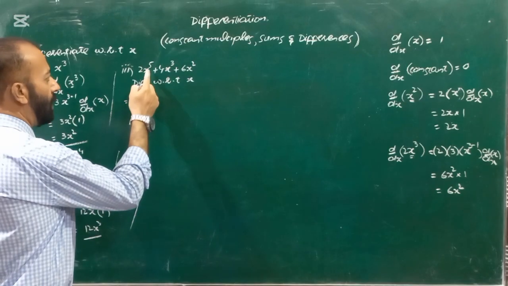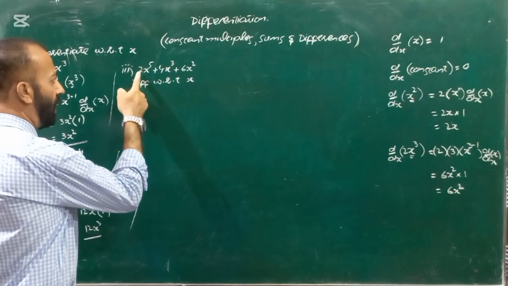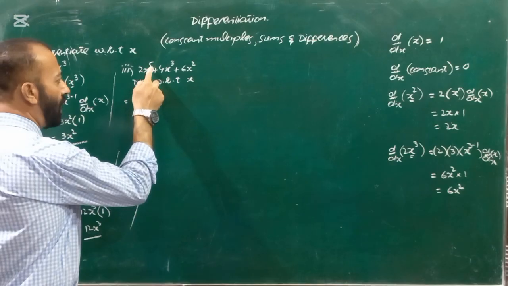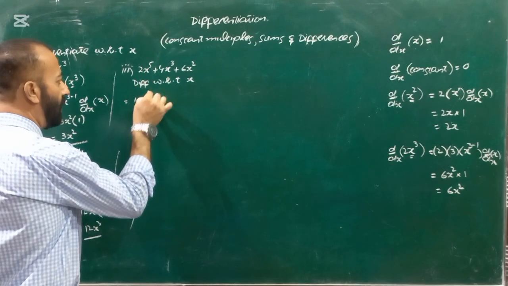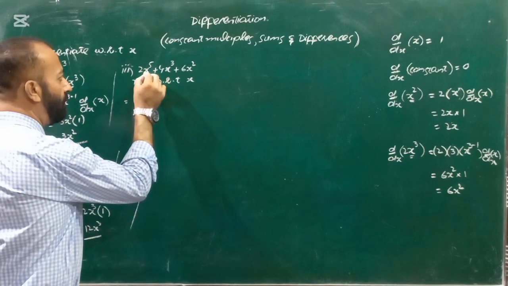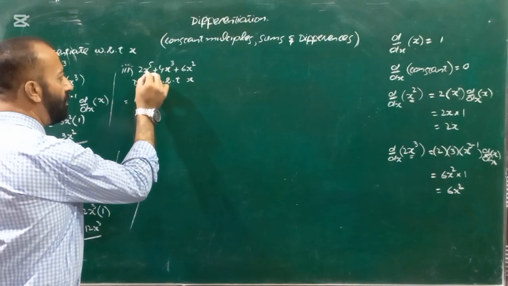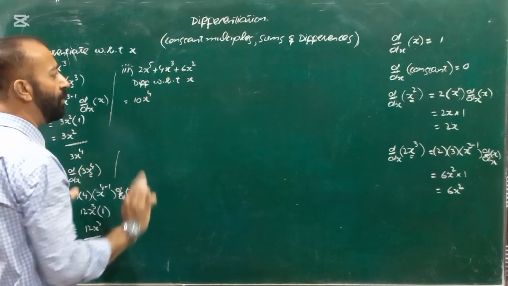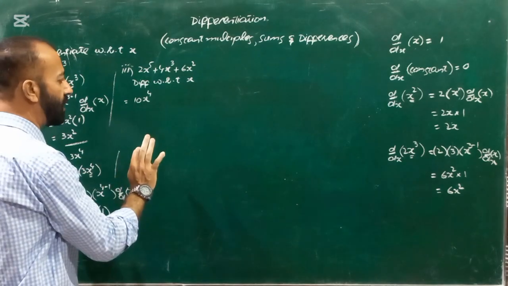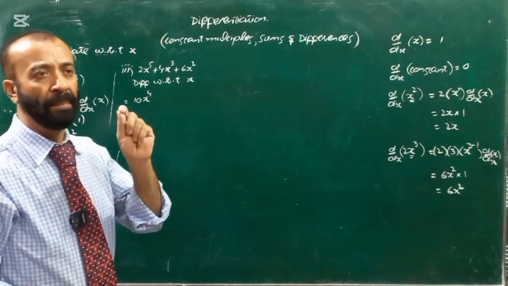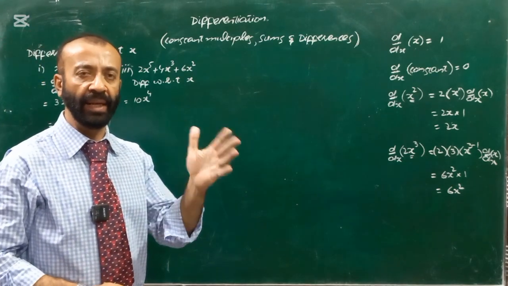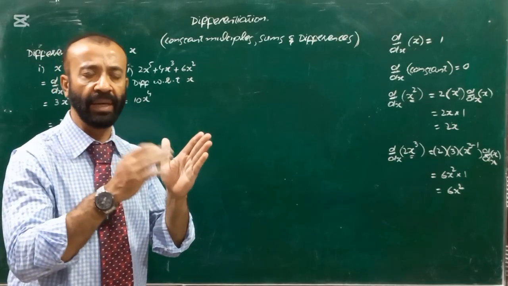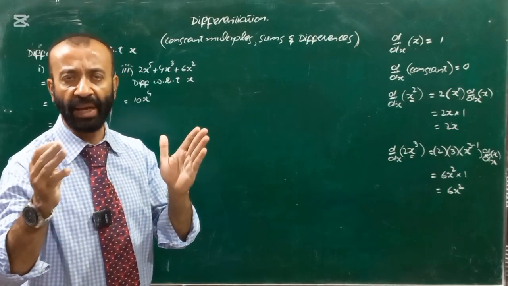So look now, the power will come down. 5 2s are 10. Make 1 less from the power, it will become x^4. And take the differential of the variable which is having power. The differential of x will be 1. So 1 into this will be 10x raised to power 4, because when we multiply 1 with anything, there is no change in the value. 10 ones are 10, 9 ones are 9, x ones are x.